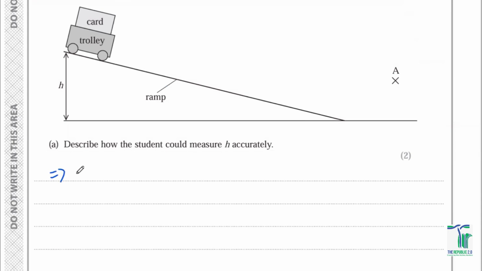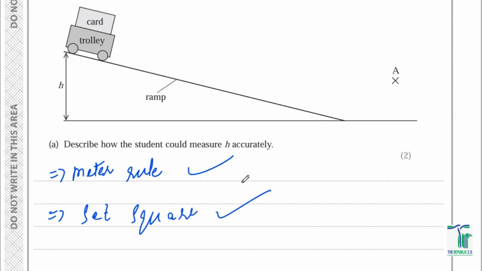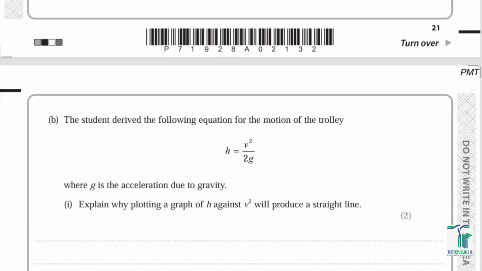First of all, a usual or common way to measure this height is to use a meter rule. But if you want to be very accurate and keep your ruler exactly vertical to measure this height, you should use a set square. Since it was a 2-marker question, I'm giving two instruments. The meter rule has less accuracy compared to the set square, because with the help of a set square, you can keep your ruler exactly vertical in the direction of h.